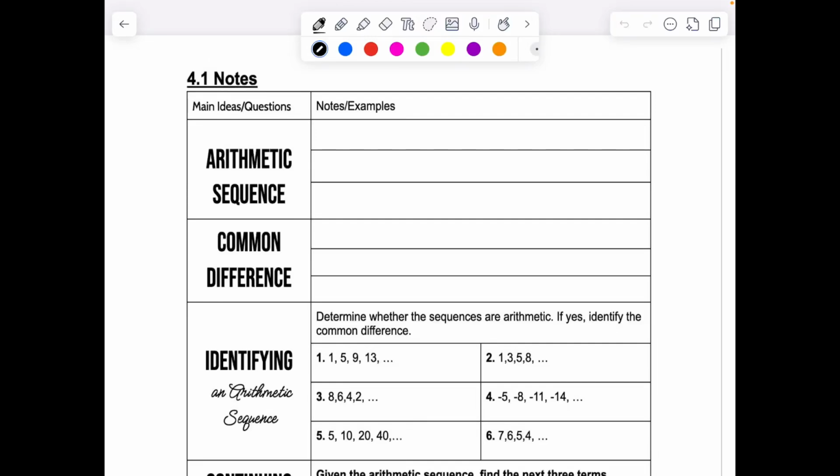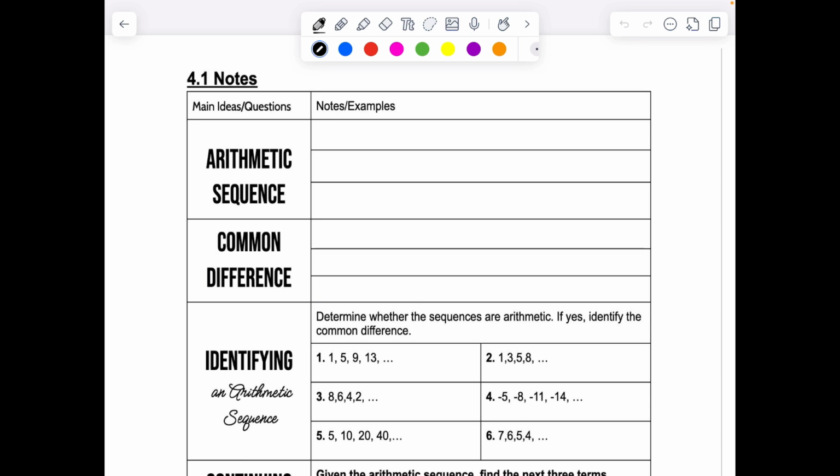We're going to do our 4.1 notes. Again, I know you don't have these in front of you. Just follow along with the video as best you can, and when we get back to school, you'll get a paper copy. Okay, so let's talk about an arithmetic sequence.